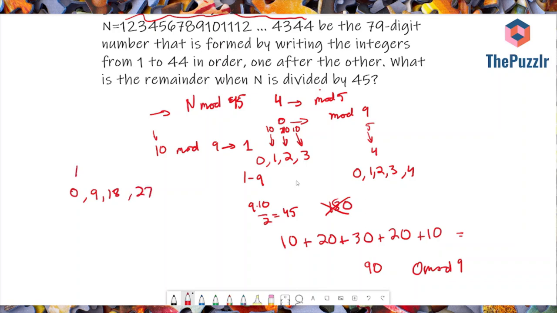What would be the options for 4 mod 5? That would be 4, 9, 13. Oh, wait a second, this should be 14. 4, 9, 14. But wait a second, 9 and 9. So that means that 9 mod 45 is our unique solution. So what is the remainder when n is divided by 45? Well, that is just 9.